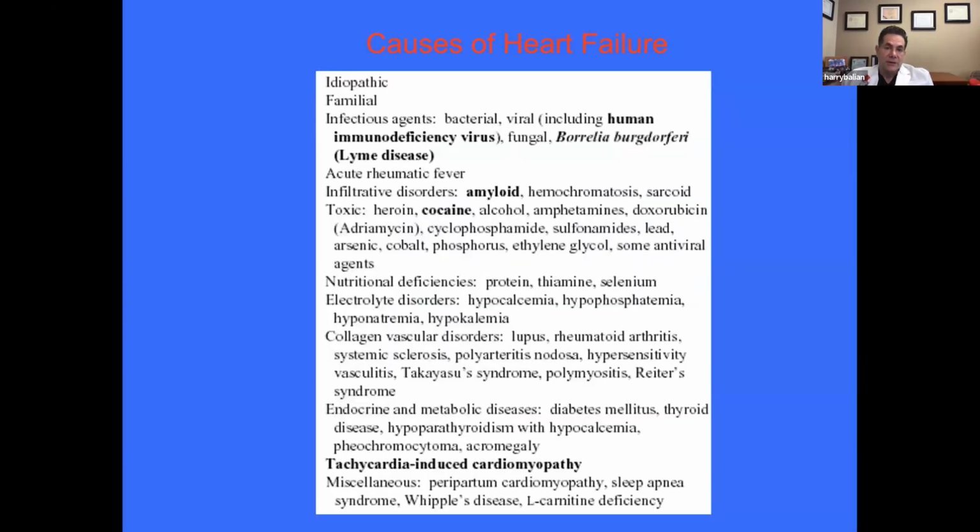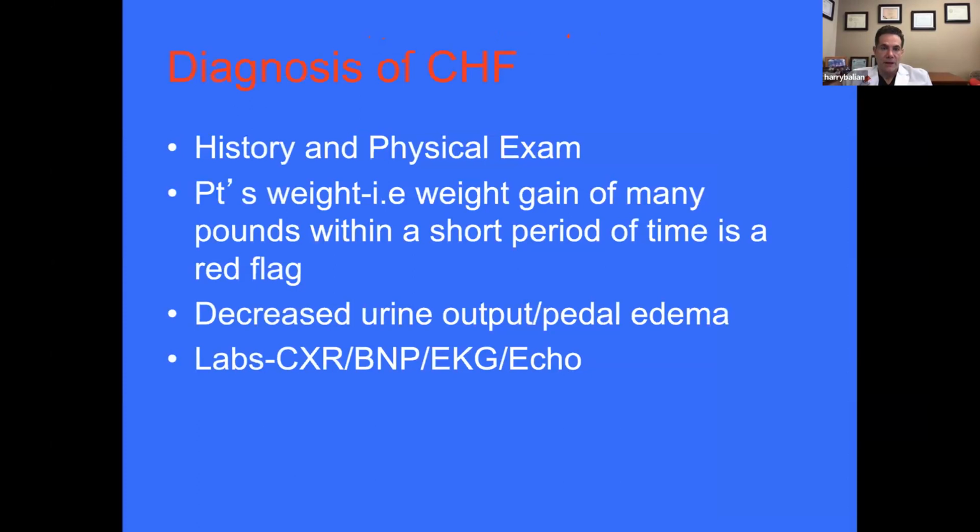So I already sort of went over the different causes of heart failure. Again, infiltrative disorders, amyloid, hemochromatosis, nutritional deficiencies, protein, thiamine, selenium, etc. Tachycardia-induced cardiomyopathy: patients that have overt rapid AFib, and eventually their EF drops because it's almost like they're on the treadmill consistently for days and days. Eventually their heart fatigues. So how do we start with a diagnosis of heart failure?